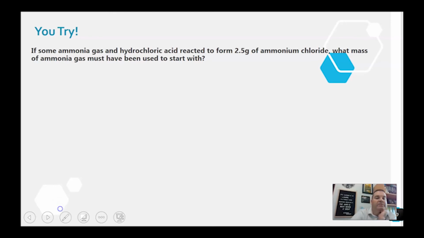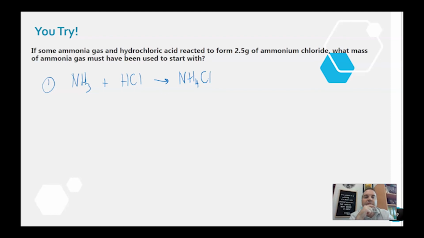All right, so step 1, I'm just going to change pen colors here, sorry. Step 1 is to do a balanced equation. So we've got ammonia gas, NH3, and we've got hydrochloric acid, which is HCl, and that forms ammonium chloride. Now, this is actually an equilibrium reaction, but I'm not going to introduce equilibrium just yet, okay? But you might see this sometimes with double arrows in between if you Googled the equation, okay?